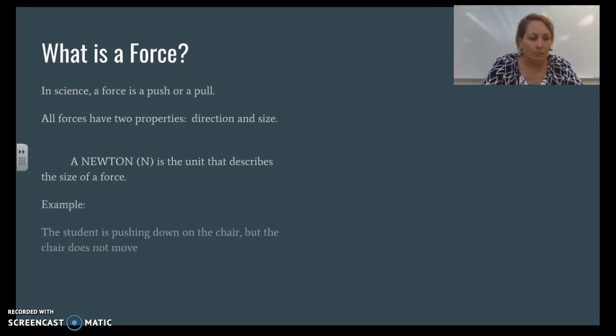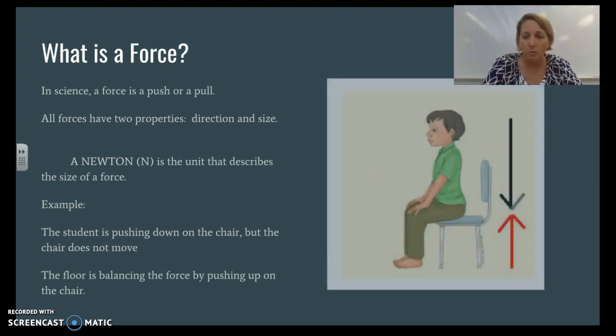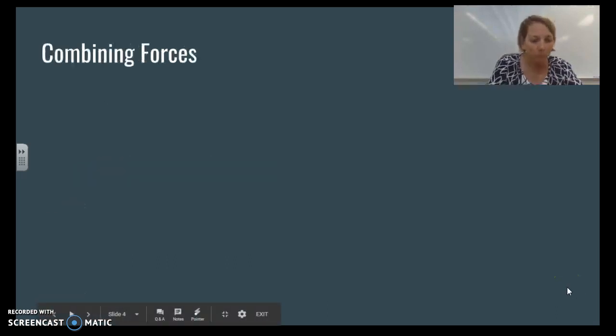Okay, here's an example. The student is pushing down on the chair, but the chair does not move. The floor is balancing the force by pushing up on the chair. I'm going to show you a picture of that. Okay, so you can see right here, the boy is pushing down on the chair and the chair is pushing back up. These forces are balanced, which means the chair is not moving and neither is the person. Okay, those are balanced forces.